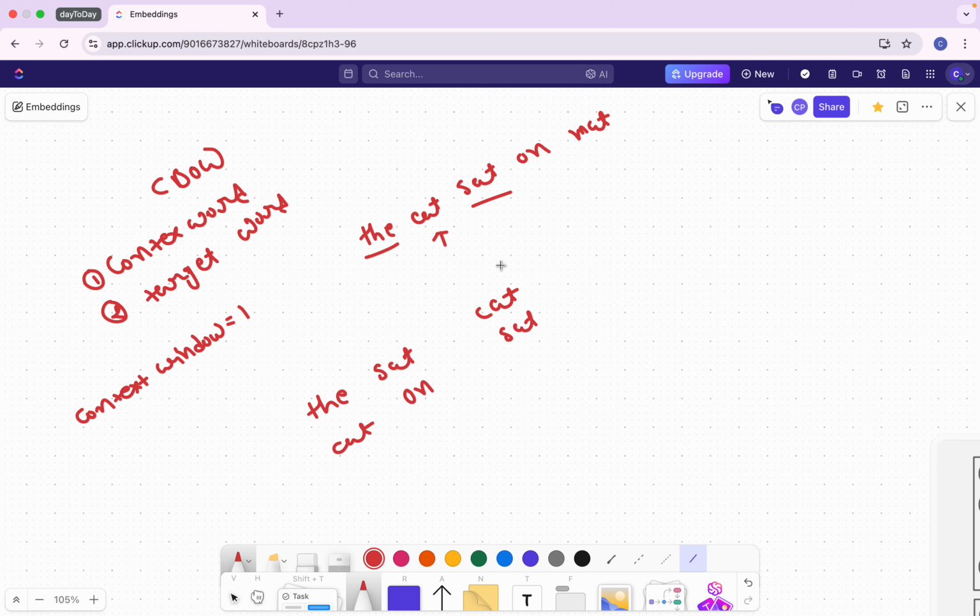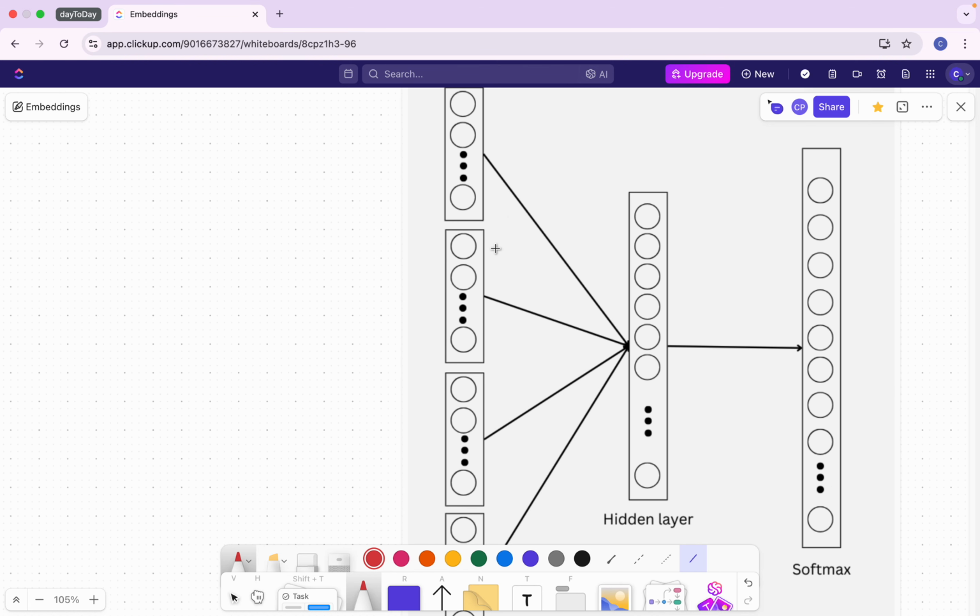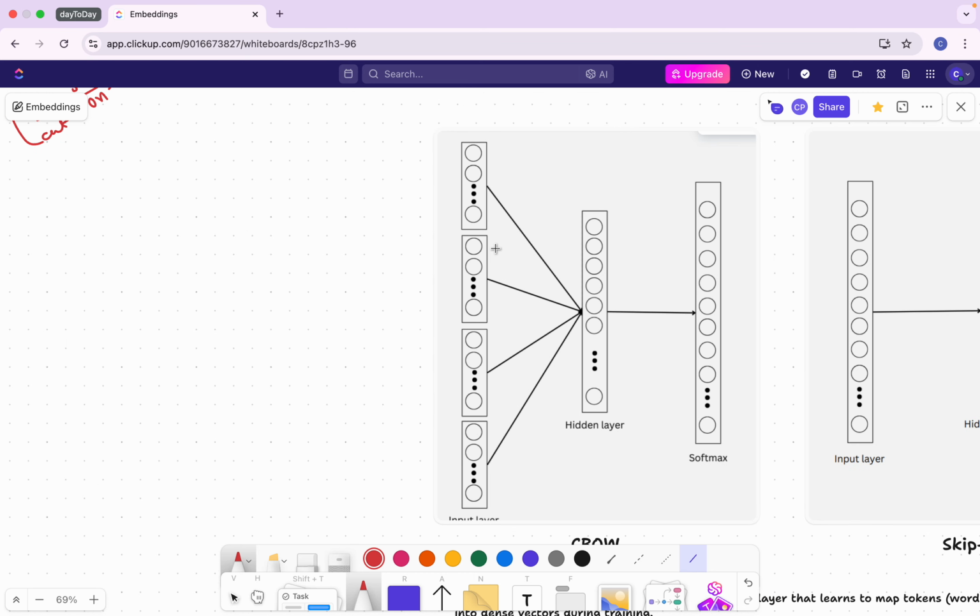So we will train a neural network in such a way that we provide this as an input, let's say the and sat as an input, and the model will try to predict cat. In simple words, we provide the context words, and based on those context words, the model will try to predict a target word. So this is the input and output for that model in CBOW. Now let's see how we apply this. This is a simple architecture of CBOW.